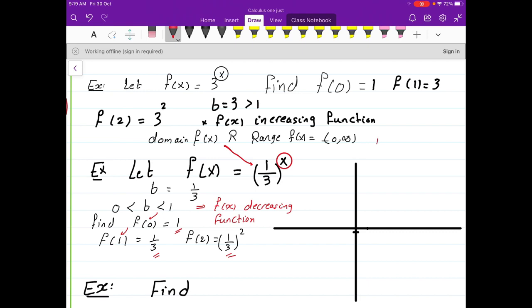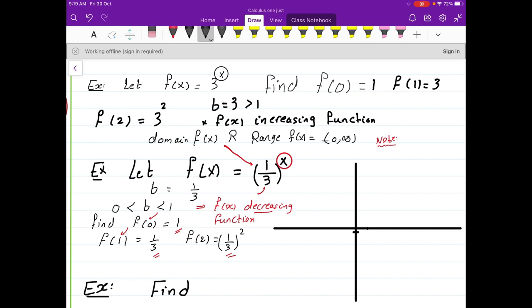So note the difference between the function f of x equals 3 to the power x and f of x equals 1 over 3 to the power x. This function is decreasing.